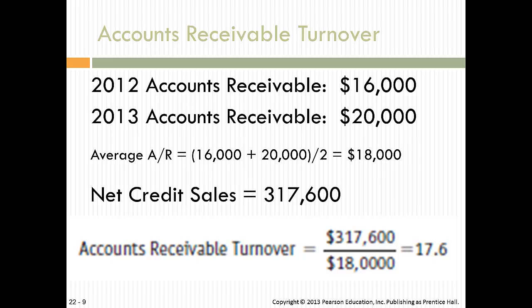Whether or not this is good depends upon what it's compared to. For example, if companies like Scrupper have an accounts receivable turnover of 25, it doesn't seem like Scrupper's customers pay as quickly as other companies' customers. Maybe Scrupper is giving them too long to pay.